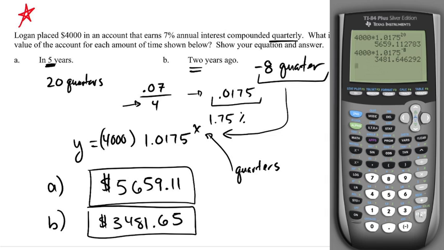Now, just kind of satisfying my curiosity here, I've got that value, and if I on my calculator say I'm going to multiply times 1.0175. If I do that 8 times, it should put me back at $4,000. So let's count. 1, 2, 3, 4, 5, 6, 7, 8. Great. And I could run this out 20 quarters too, and see if I got the right answer.